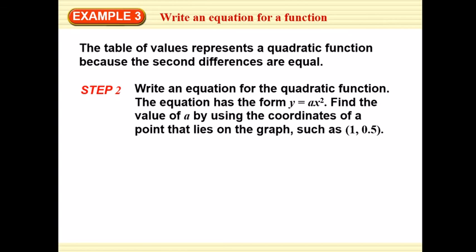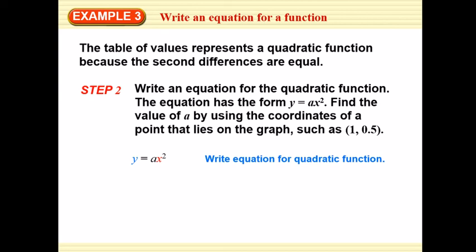So step 2, write an equation for the quadratic function. We're going to be using this y equals ax squared, and then we find the value of a. We find the value of a by using the coordinates of a point that lie on the graph. So you could use any of the points that they have, any x comma y, as long as the point is a coordinate pair that has the proper x and y together. Okay, so you're going to substitute in x for x and y for y.